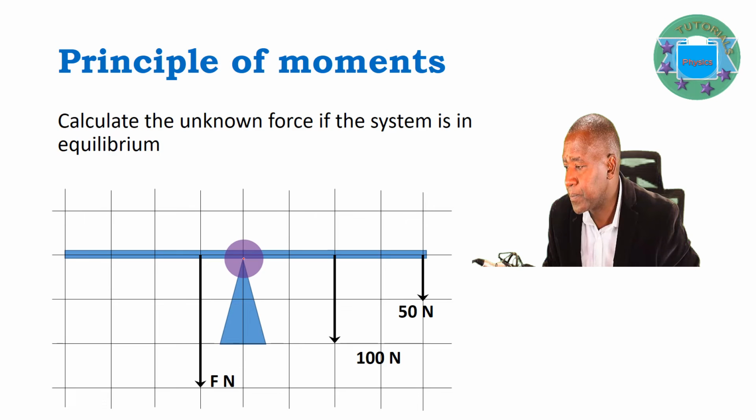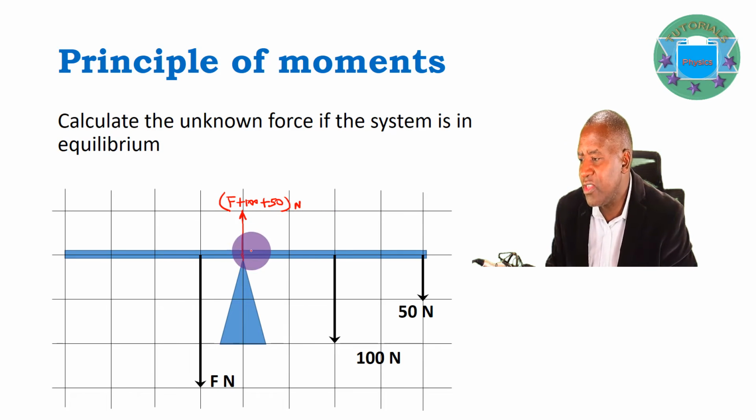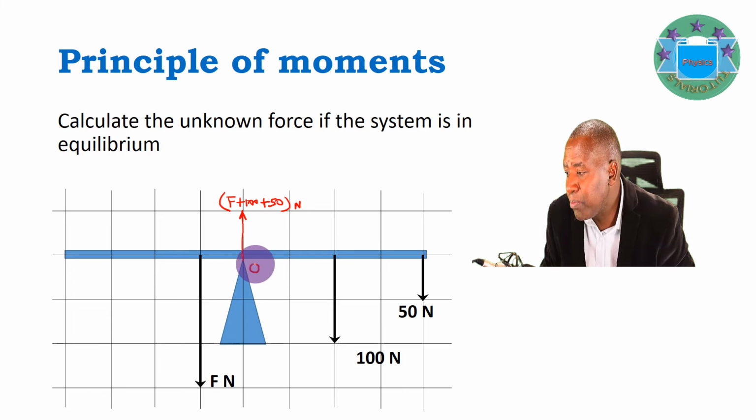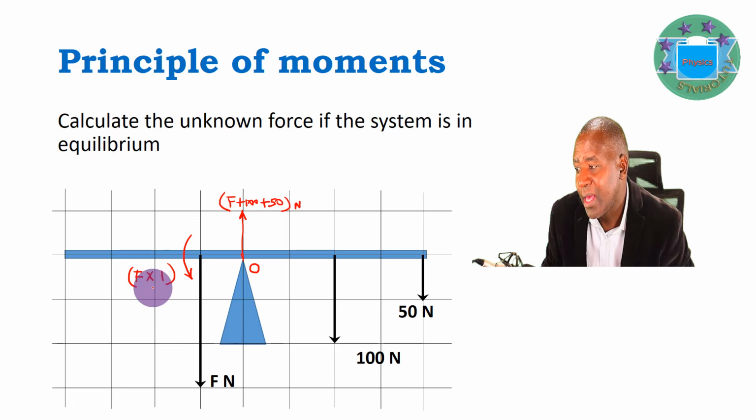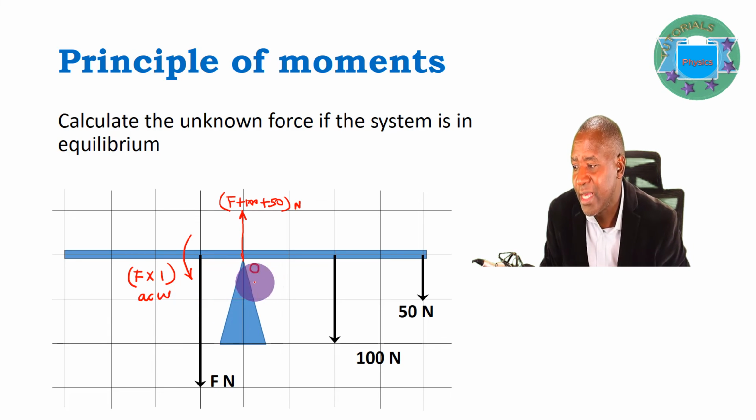Over here, hoping that you'll be able to see my pen, there is this force acting on that system, and we have said it is acting vertically upwards, and its value is F plus 100 plus 50 vertically upwards, so that this system is in equilibrium. So we are going to take moments about point O. You're going to see that F tends to turn this system in the anti-clockwise direction, and it is the only force turning the system anti-clockwise. Its moment will be F times 1, because we don't know how much F is, but we do know that this distance is 1, in the anti-clockwise direction.